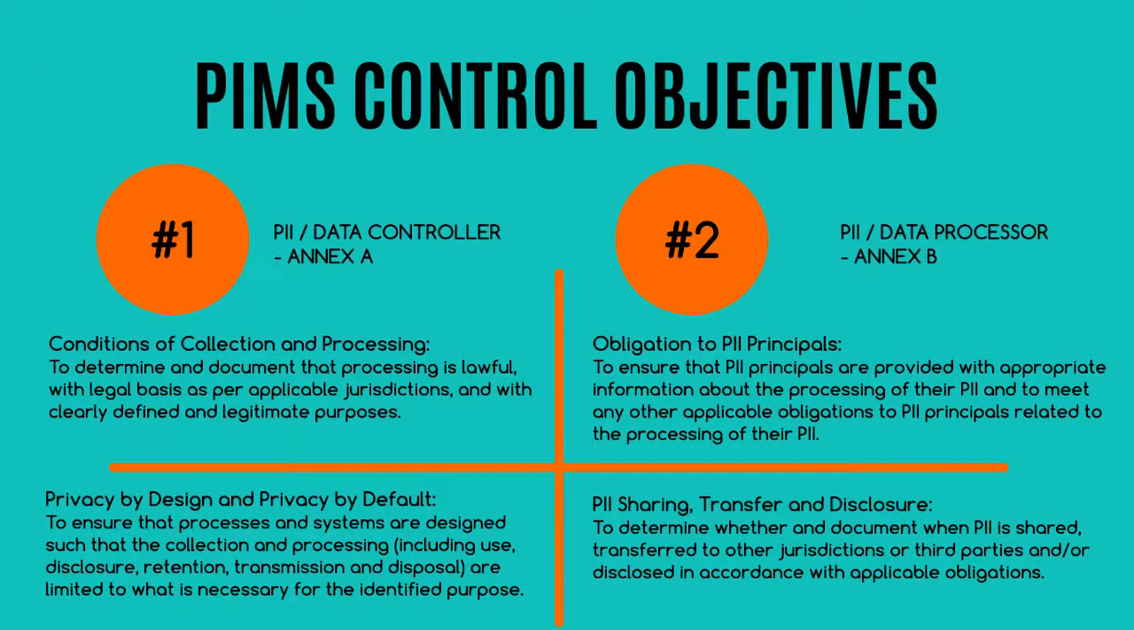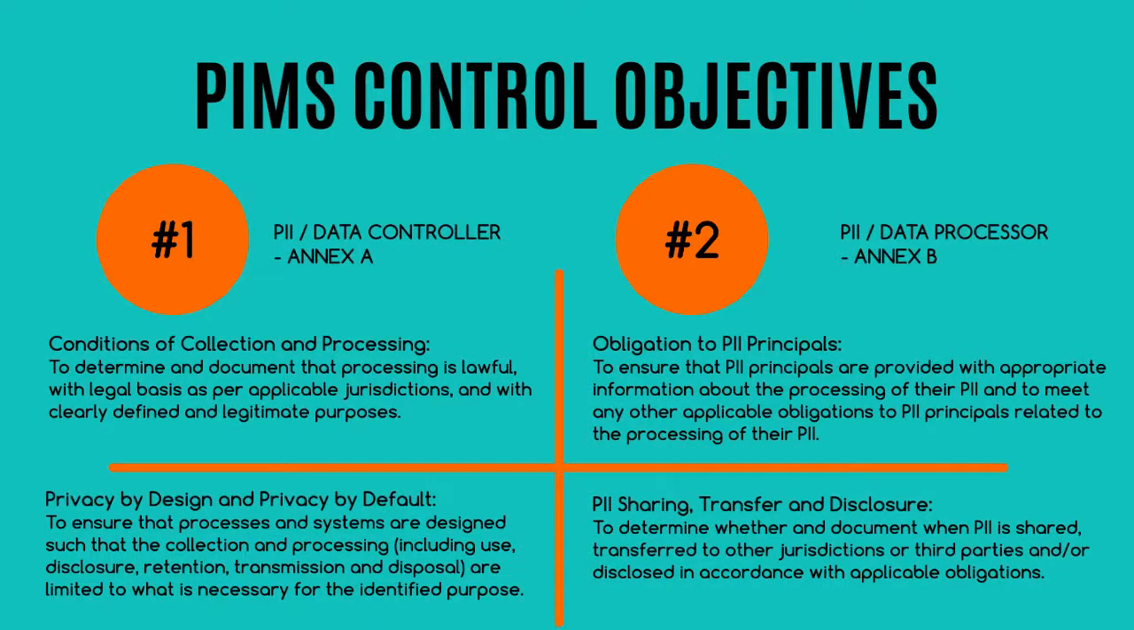The second control objective is around the obligations to the PII principals. The GDPR calls this the data subject, so the rights of the data subject. You need to understand your obligations to the PII principals and make sure that you are actually meeting them. The third control objective is around privacy by design and privacy by default. This talks about how we need to implement our systems to ensure that privacy is not something we check up on later, but is embedded into the design of the application, the software or the process, all the way to the end.